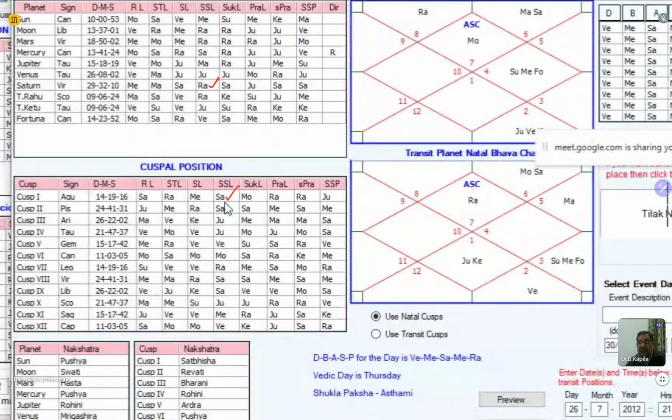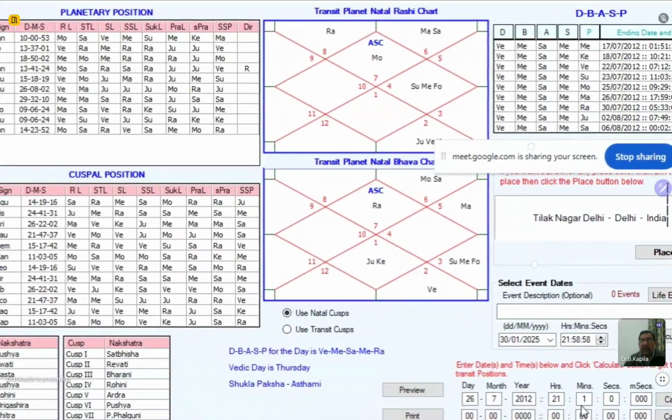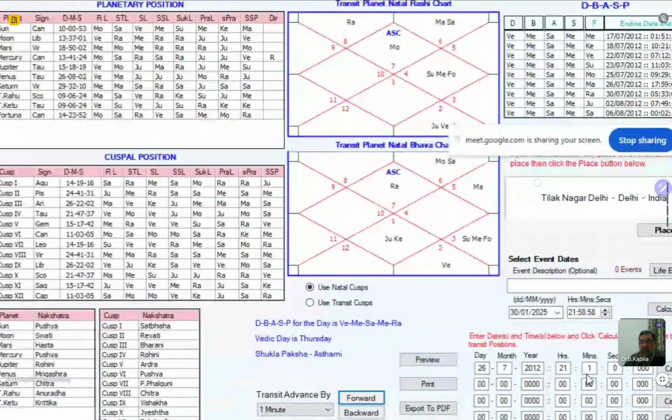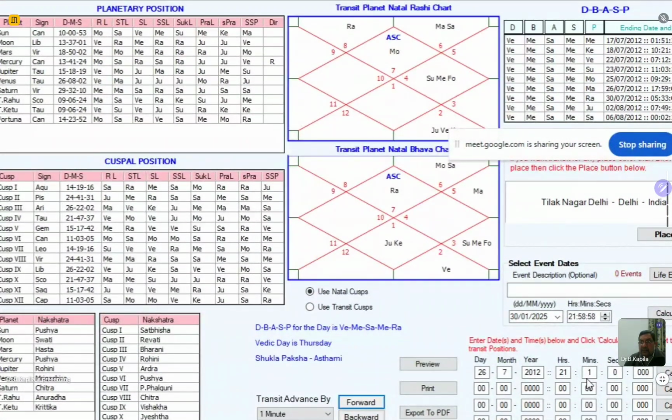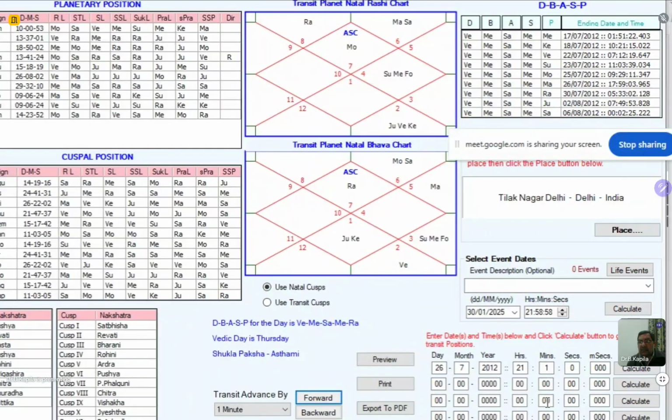So the date of birth of this child is 26th of July 2012, and the time is 21 hours 1 minute. Now the time has not been provided by the native. She has not told at which time. She simply reported that the childbirth happened on the 26th, and she did not give the time. So this is how we calculate the time.